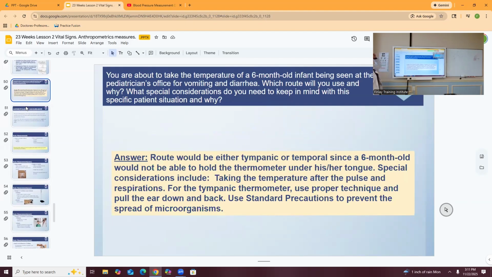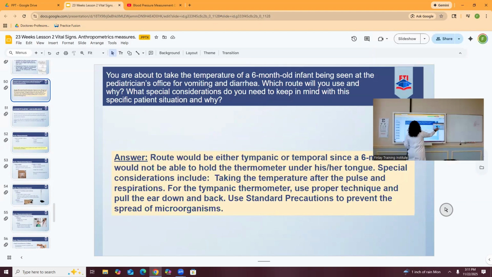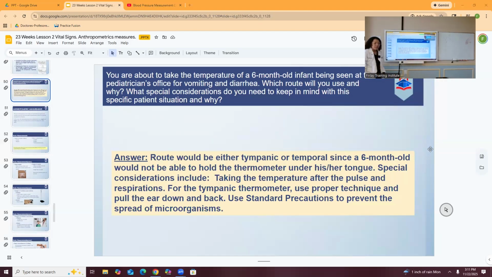Okay, let's see this example. You're about to take the temperature of a 6-month-old infant who is being seen at the pediatrics office for vomiting and diarrhea. Which route will you use and why? What special considerations will you need to keep in mind in this specific situation, okay?